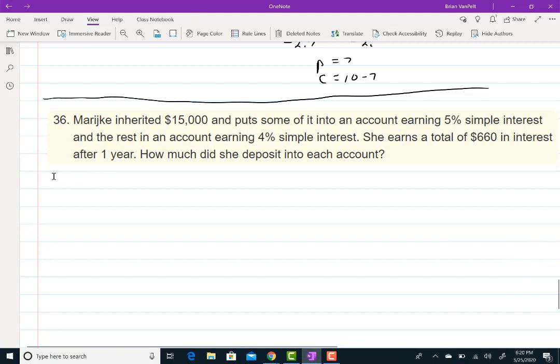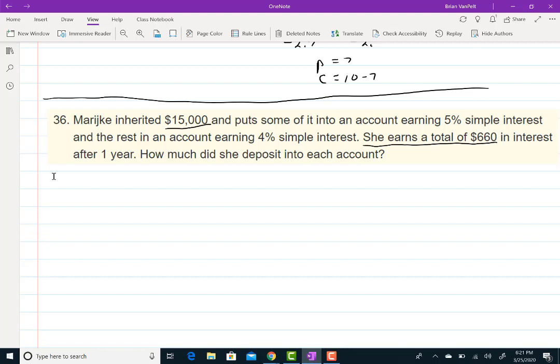So let's see, we have Marique. I'm not sure how to say the name, so I'll just say Marique inherited 15 grand, and she's splitting it into two accounts. One earns 5%, one earns 4%. And she earned a total of $660 in interest. So from right here, we're going to get an equation. And also, from the total amount, we're going to get an equation. But let me write the answer the way it will probably look.